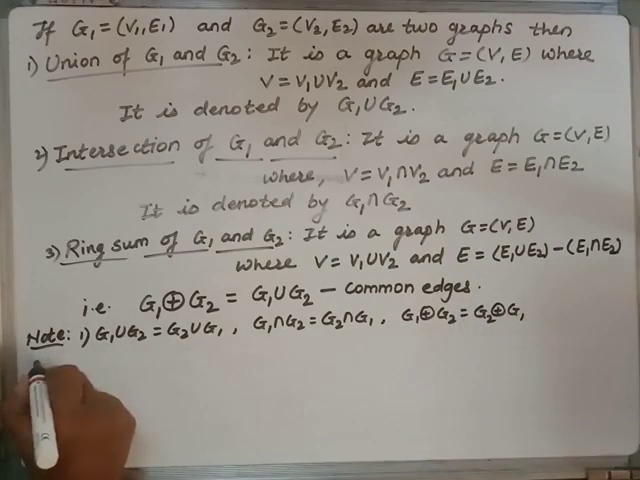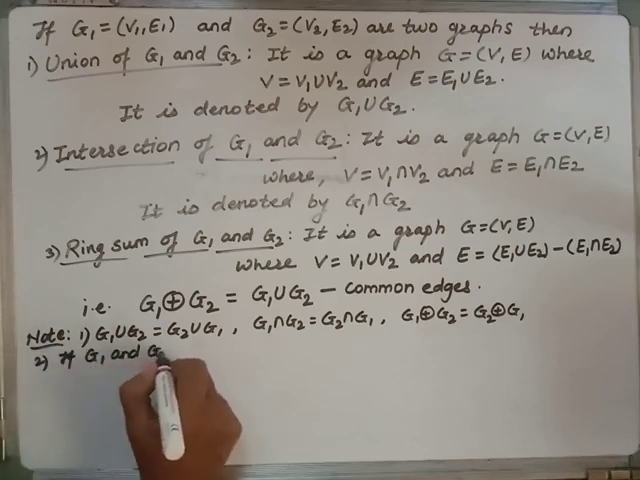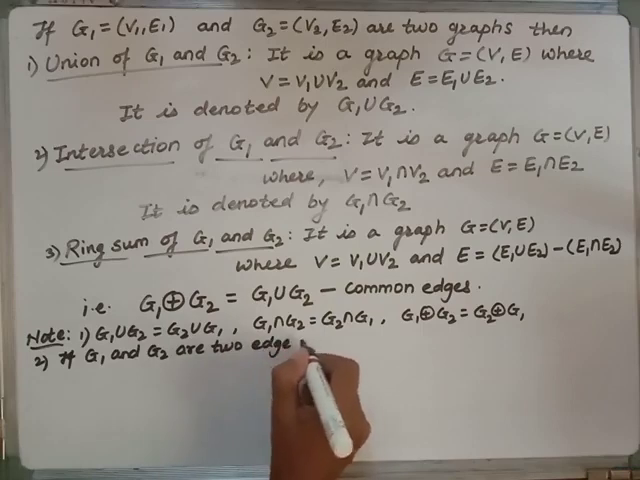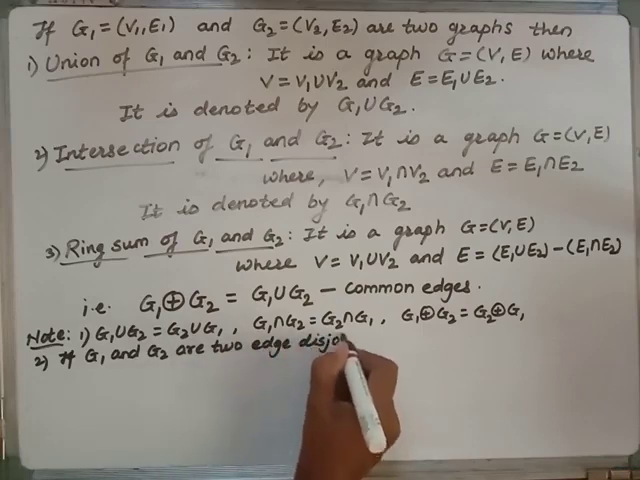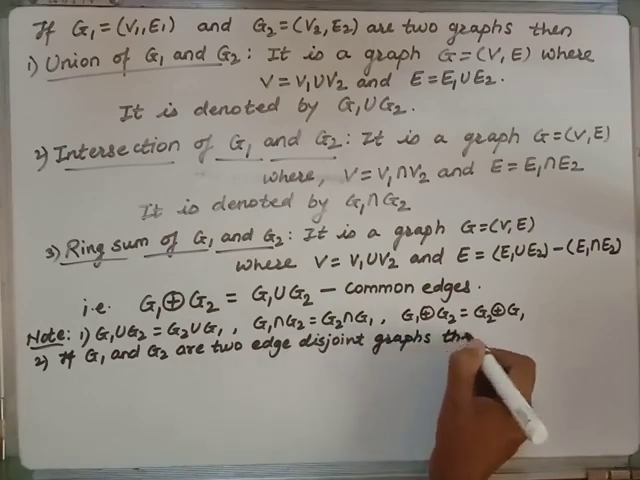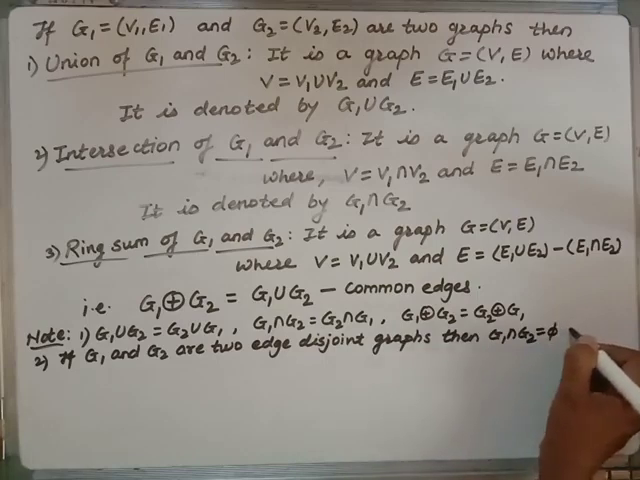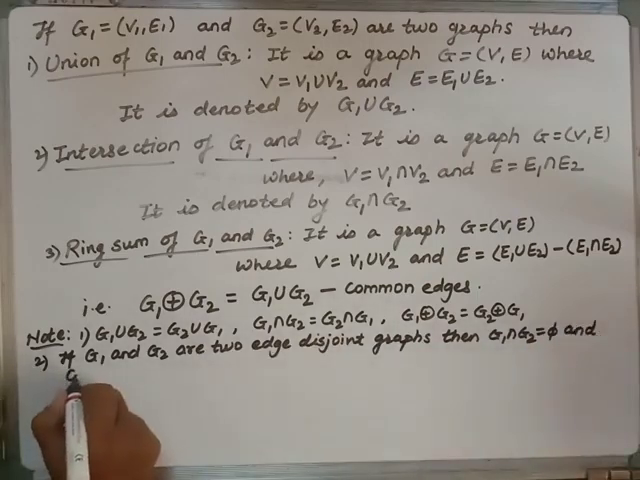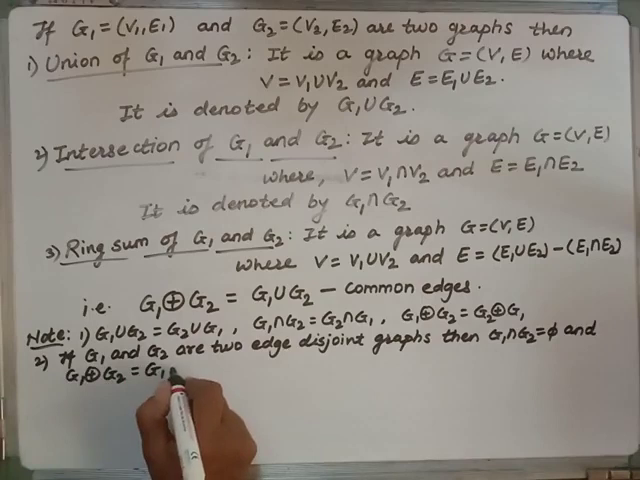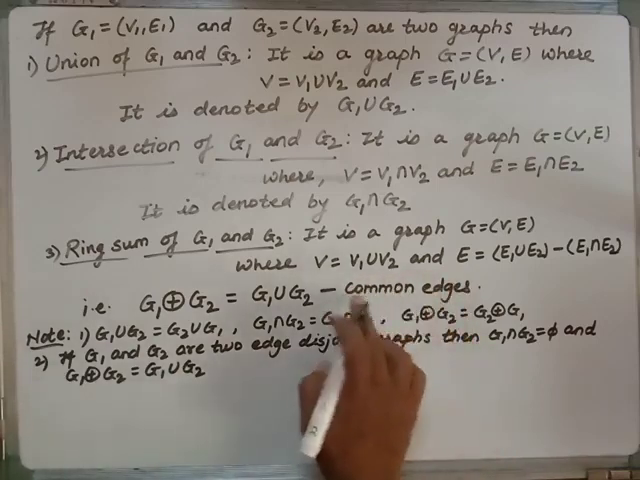Okay. Second, if G1 and G2 are two edge disjoint graphs, then G1 intersection G2 is phi and G1 ring sum G2 is what? G1 union G2. If the intersection is phi, then no common edges are there. Fine.